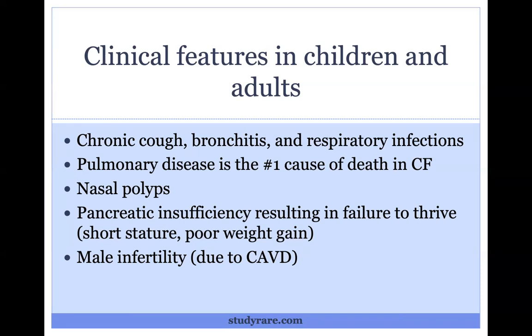Also importantly, once you're of reproductive age, you want to make sure these patients are counseled about the possibility of infertility, particularly males, due to what's called congenital absence of the vas deferens. So the testes are able to produce sperm, functional sperm. However, the sperm isn't able to traverse where it needs to go because the vas deferens are absent. And so important to know about that association. Most males with CF will have congenital absence of the vas deferens.